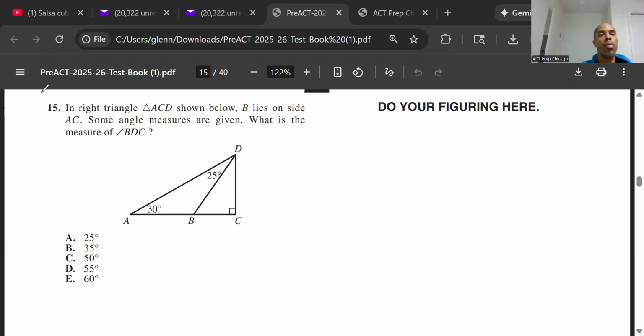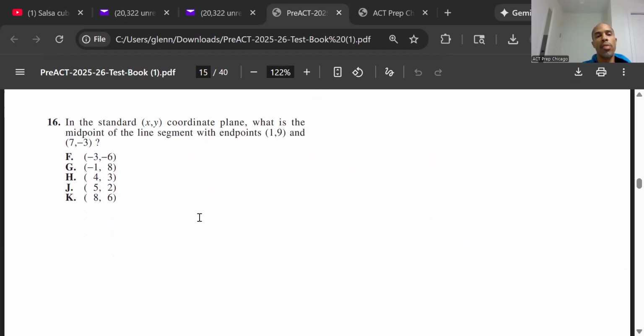Moving right along. We got number 16. I'm going to stand up and stretch for a minute. In the standard XY coordinate plane, what is the midpoint of the line segment with endpoints 1, 9?